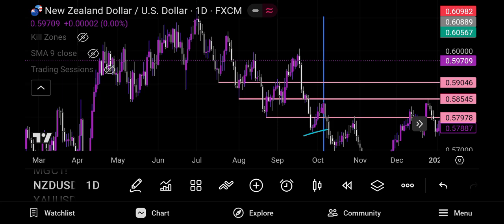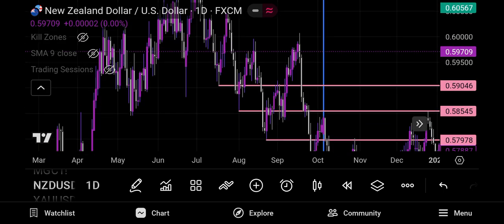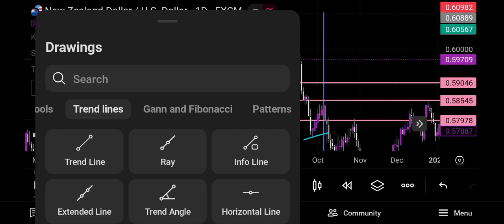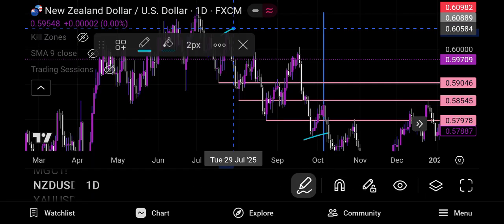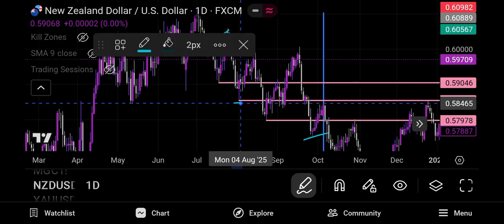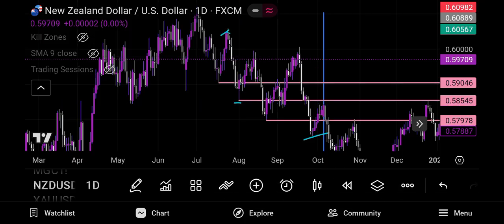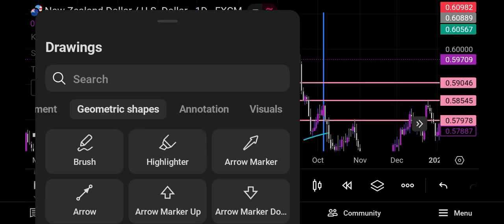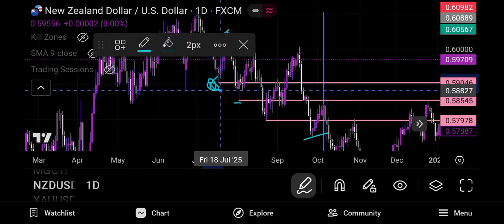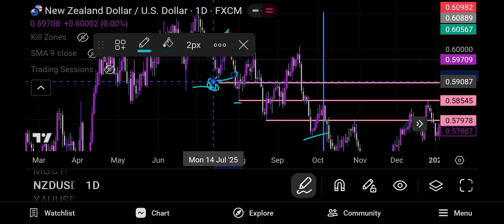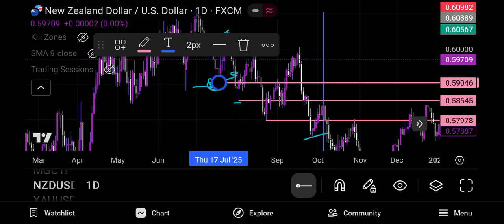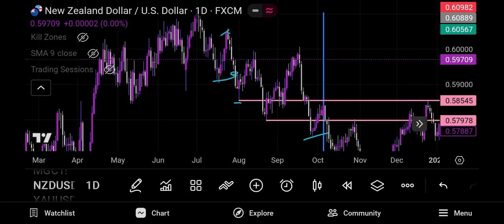Now, what do we see? We had a high, we had a low. For it to continue being a downtrend, we must break below this previous low. Okay, and how did we break it? We broke it with this candle, this particular candle.